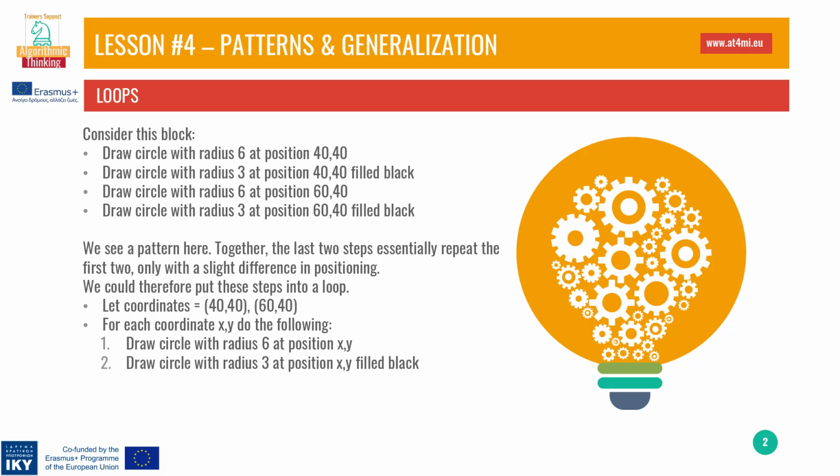Put into words, the loop essentially says, for each coordinate carry out the following steps, where the coordinate values in the current iteration are represented by x and y. In the first iteration, x equals 40 and y equals 40. In the second iteration, x equals 60 and y equals 40. This generalization makes the solution more flexible. If we want to draw more eyes in different places, we simply add more coordinates to the list and the loop takes care of the rest. Alternatively, we could draw a cyclops by lopping off a coordinate.